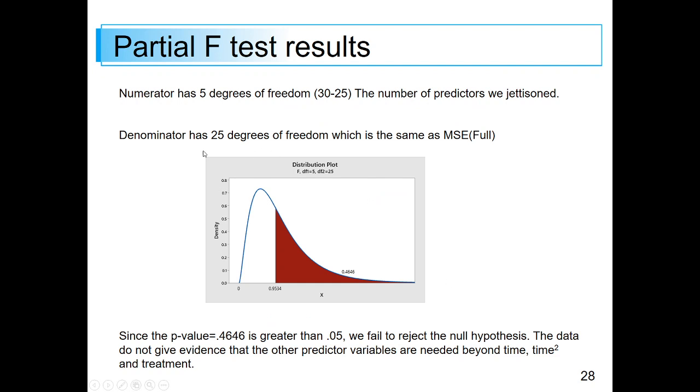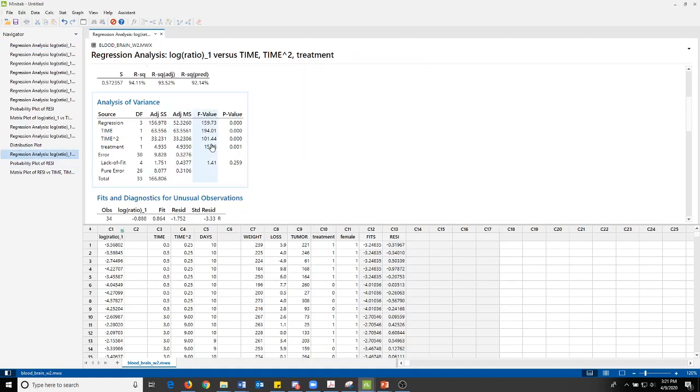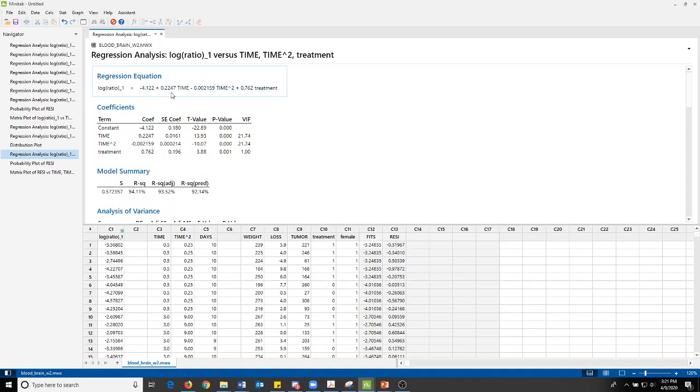And so I can continue on. I go ahead and find this out. My p-value is 0.4646. That is greater than 0.05, so we fail to reject the null hypothesis. The data do not give evidence the other predictor variables are needed beyond time, time squared, and treatment. So that's part C of page 152. And then I can write out the final model and interpret it. It seems that time and time squared, a quadratic function of time, plus the treatment, does help explain the log ratio response.